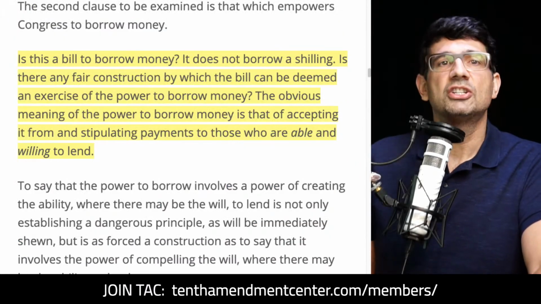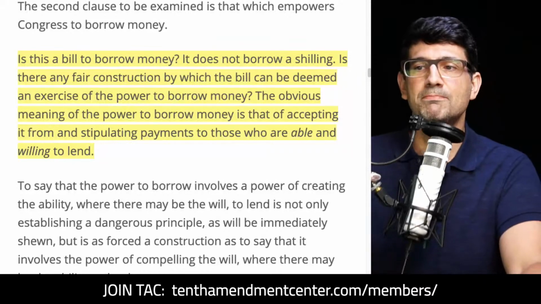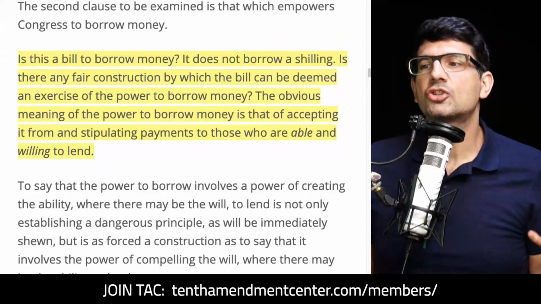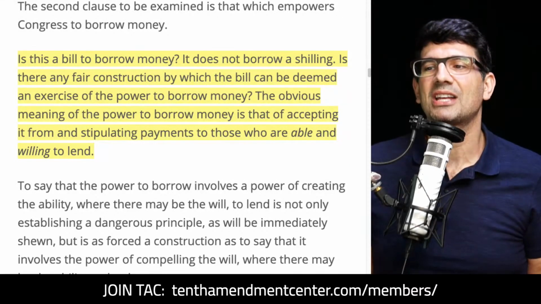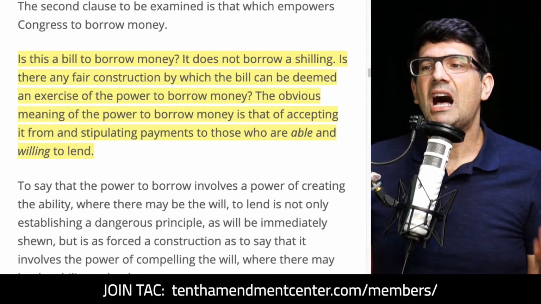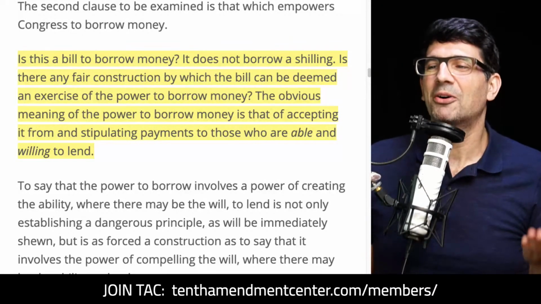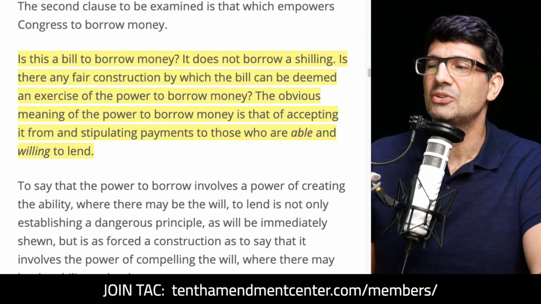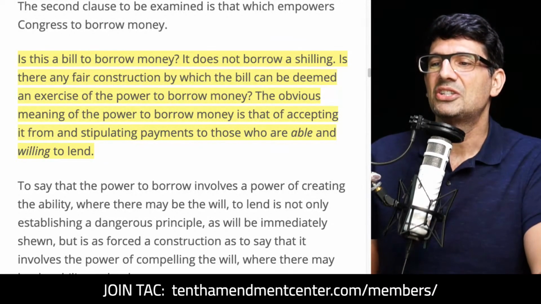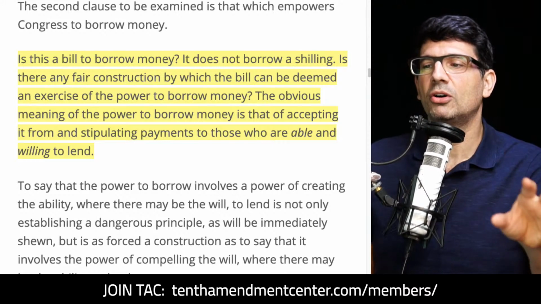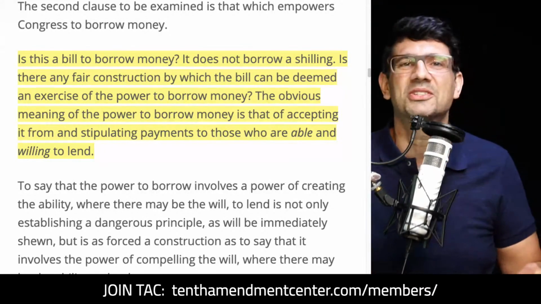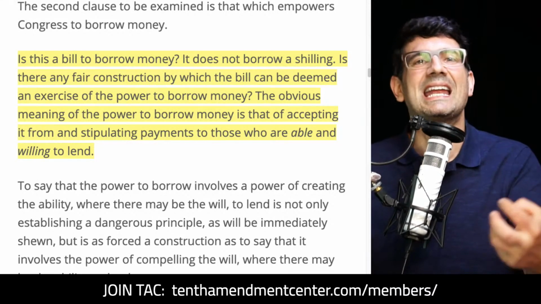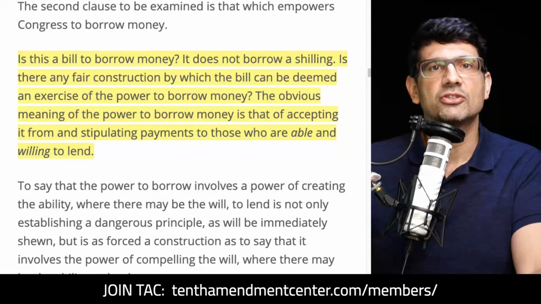Then we can go on to the power to borrow money. He says, is this a bill to borrow money? It does not borrow a shilling. Is there any fair construction by which the bill can be deemed an exercise of the power to borrow money? The obvious meaning of the power to borrow money is that of accepting it from and stipulating payments to those who are able and willing to lend. To say that the power to borrow involves the power of creating the ability, and so on. In other words, no, this is just twisting the clause again. So he rejects the notion of creating a national bank under the delegated powers of the Constitution, under the power to borrow money.